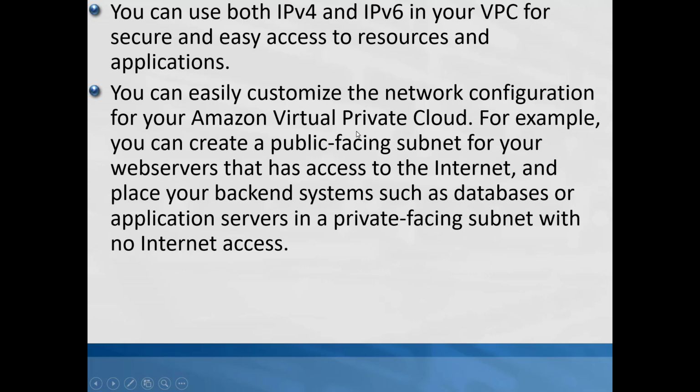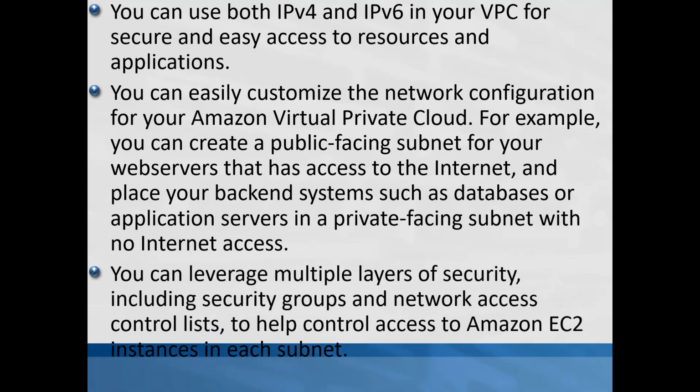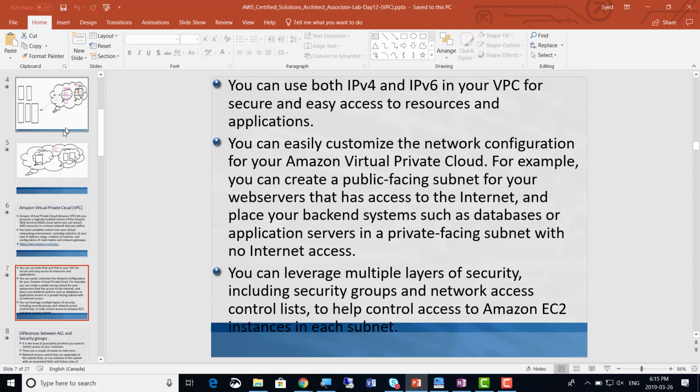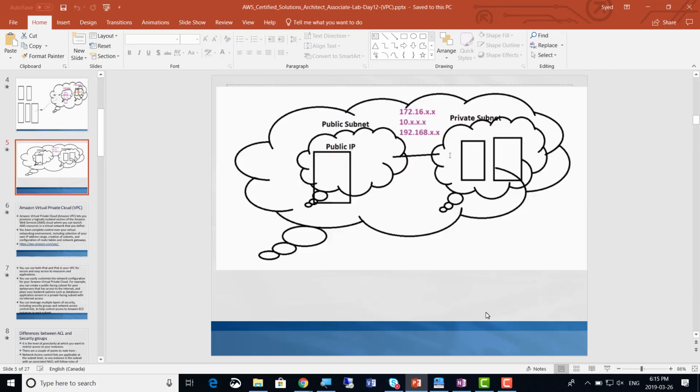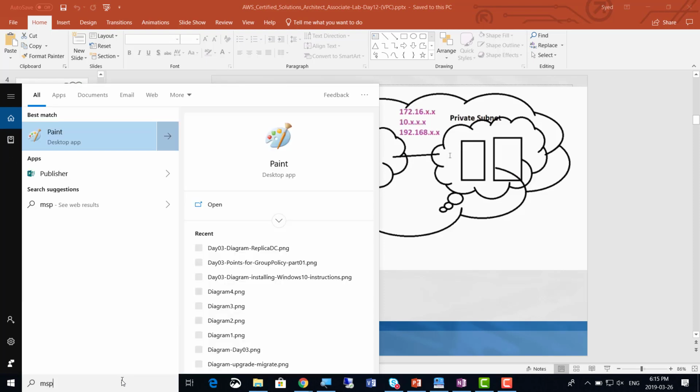So we can create multiple subnets there, and you can leverage multiple layers of security, including security groups and network access control lists to help control access to Amazon EC2 instances in each subnet. So let's talk about it in English now. Okay, so here, MS Paint.